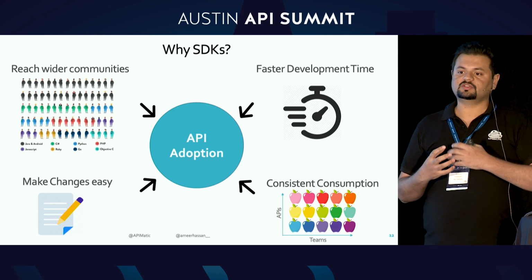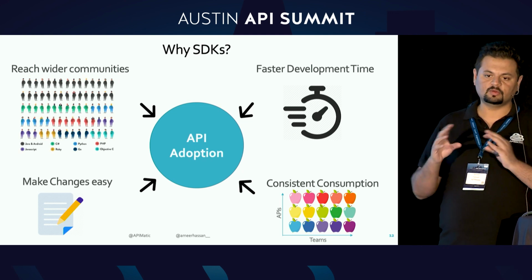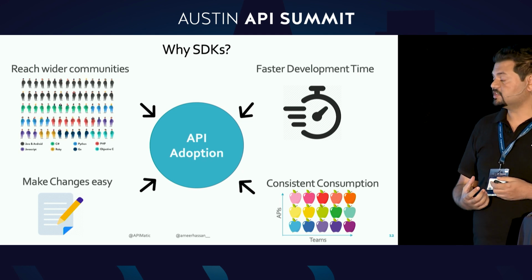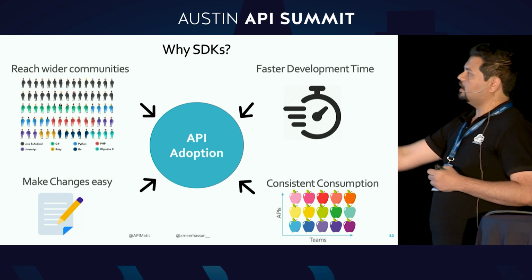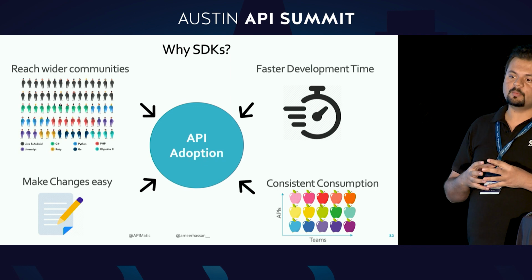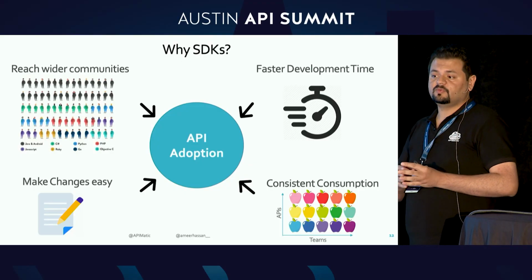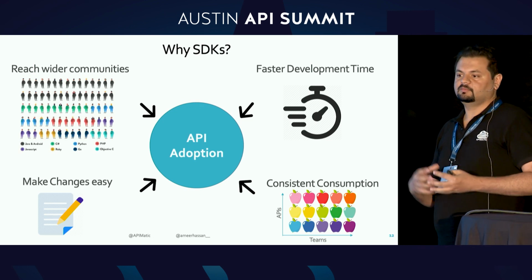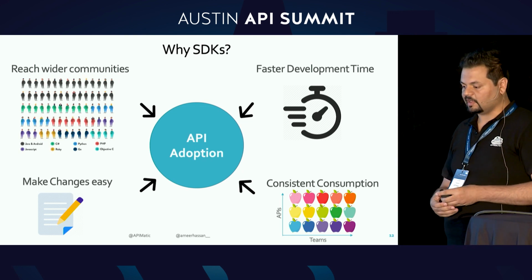But then there are things you have to think about when you're thinking about SDKs as generating value for yourself. For example, for reaching wider communities, you have to think about how many languages would be relevant for you. For example, if your API is only accessed by mobile platforms, there's no point in having, for example, a Python library. So you'd have to stick to Android, iOS, or Swift, for example. In terms of faster development time, if you've got more competition going on, you have to think about that and add that in the SDK value.